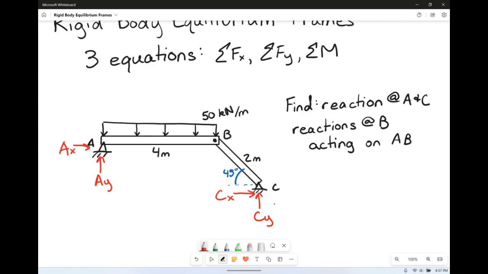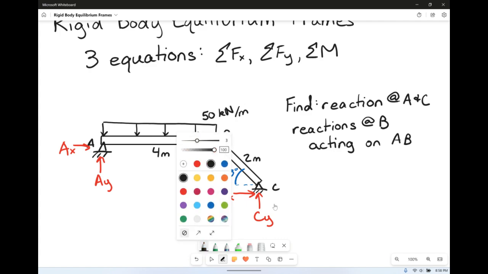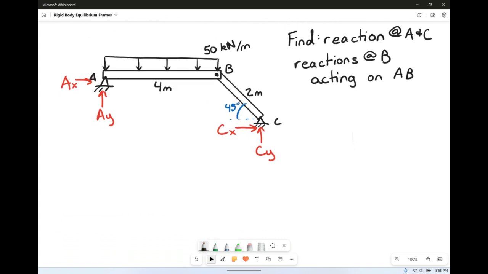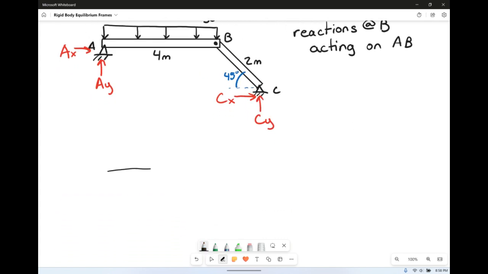If we sum the moments about a point, that would be a great idea. If we sum the moments about A, none of A acts on it, but both CY and CX act on A. So that again is one equation and two unknowns. If we do the same thing at C, it's going to be the same thing. So where do we start? Well, we're actually going to start by drawing some free body diagrams.